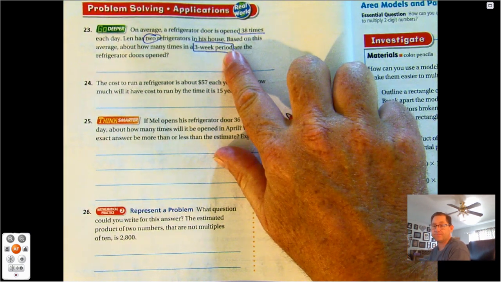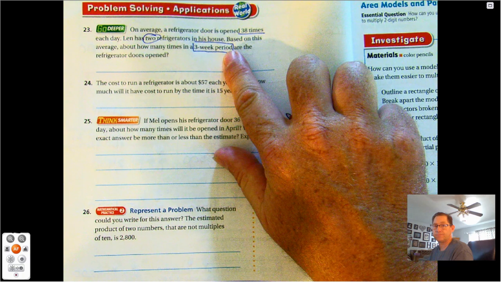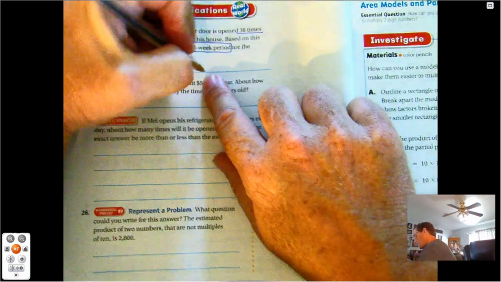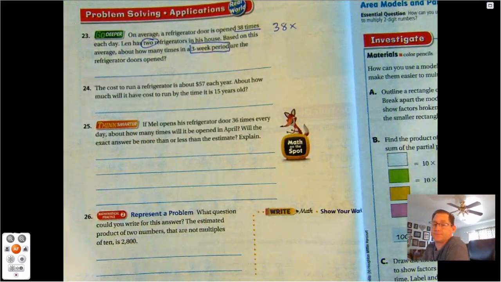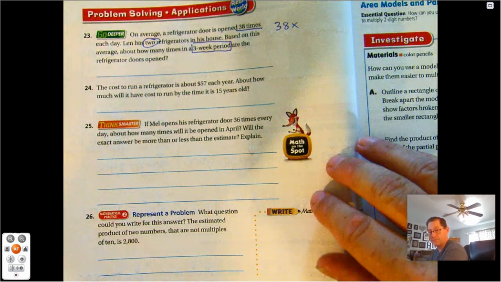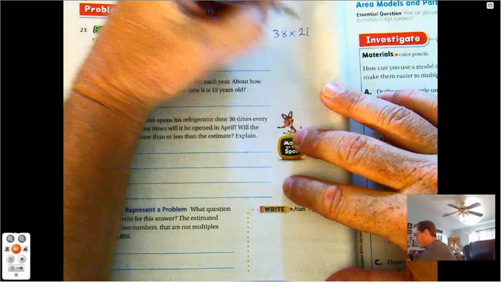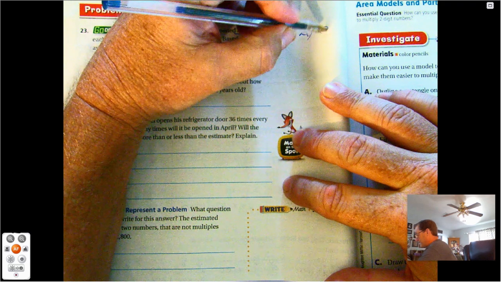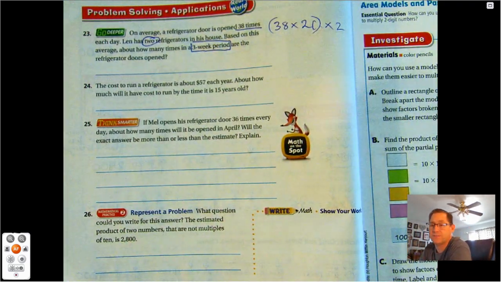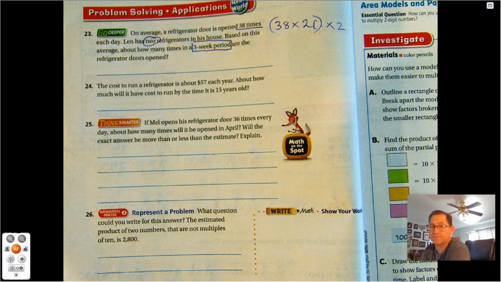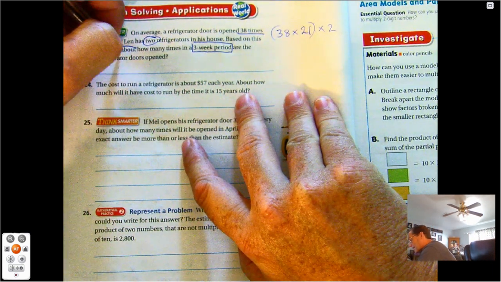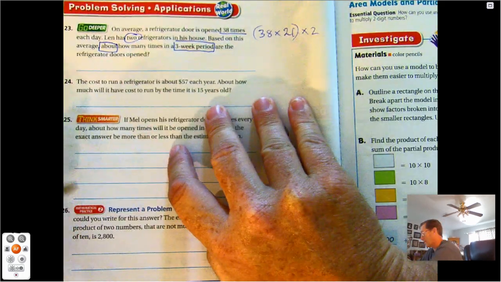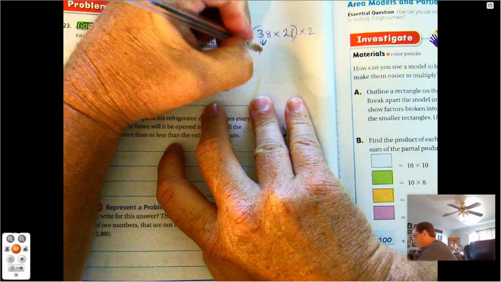He has 2 refrigerators. So there are how many days in a 3-week period? 7 days per week. 7 times 3 is 21. Times 2. Why am I doing times 2? Because there's 2 refrigerators. All right, so let's round, because it does say about how many. So 38 is close to 40. 21 is close to 20. And then we're going to double that answer.